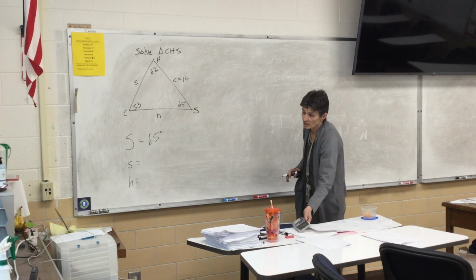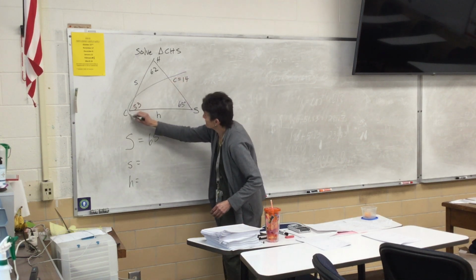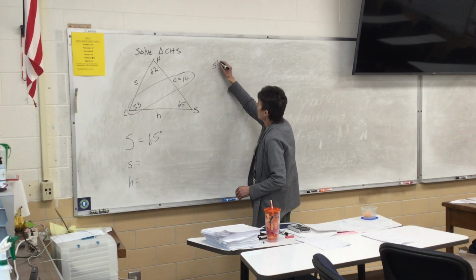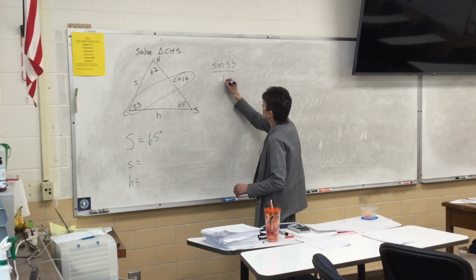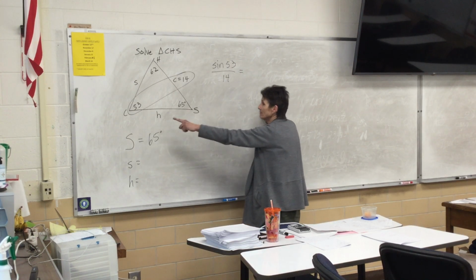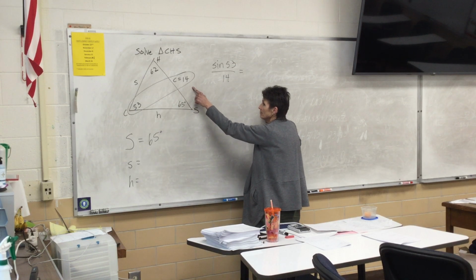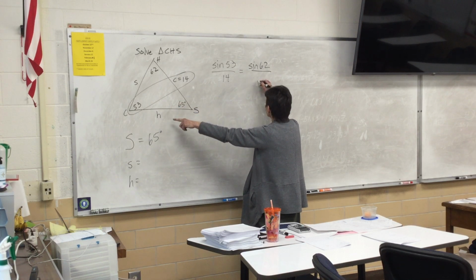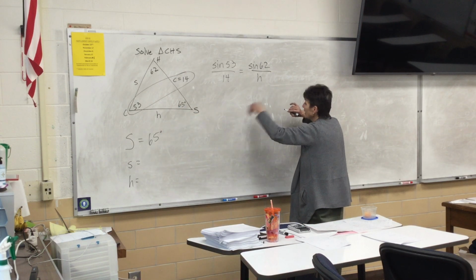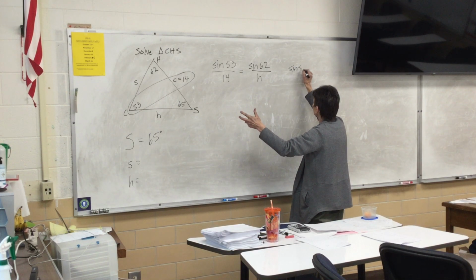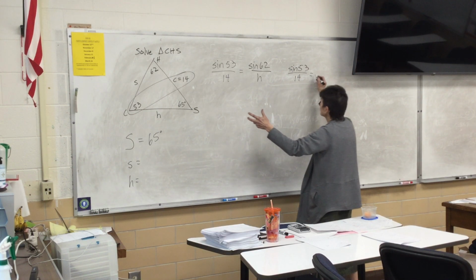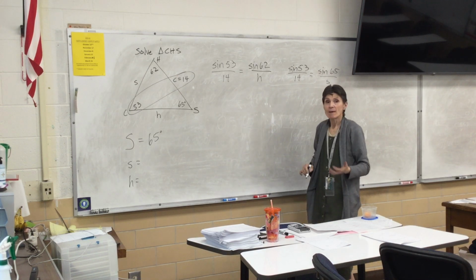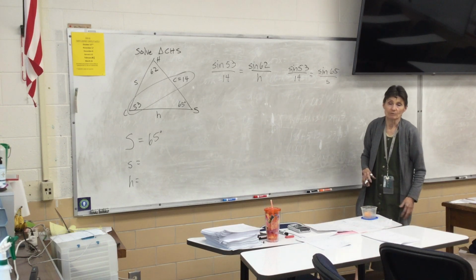Now, when you look at this problem, you should see that is the law of sines set up. So sine 53 over 14 equals sine 62 over h. And I got to do the other one also. So sine 53 over 14 equals sine 65 over s. It doesn't matter which one you do first, you got to do them both.